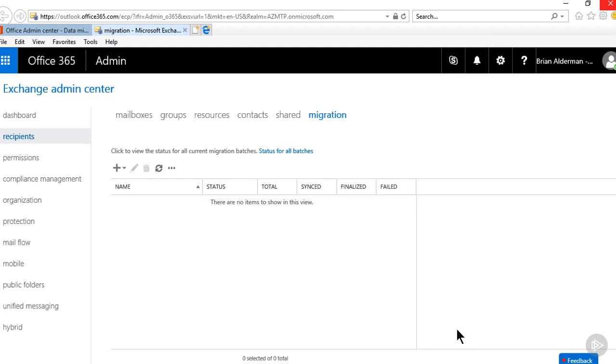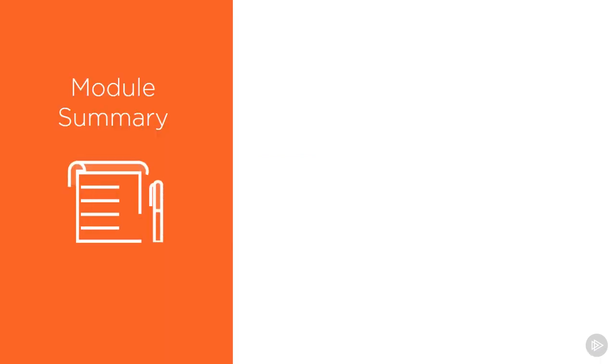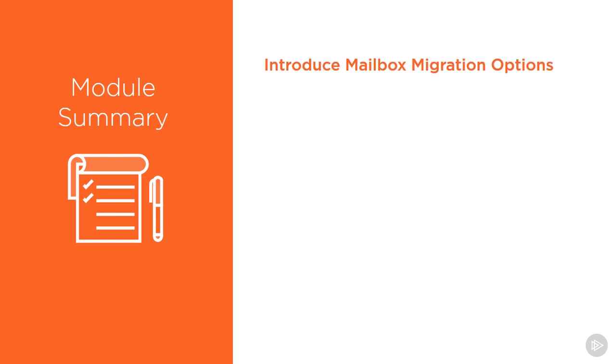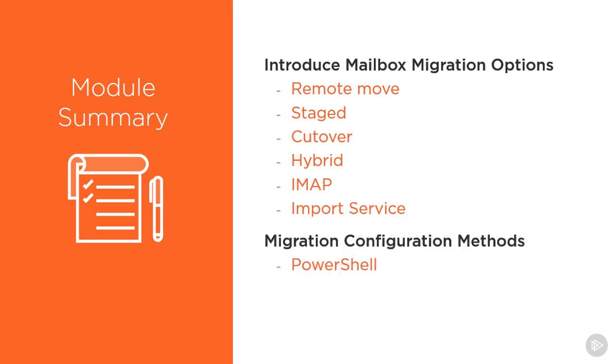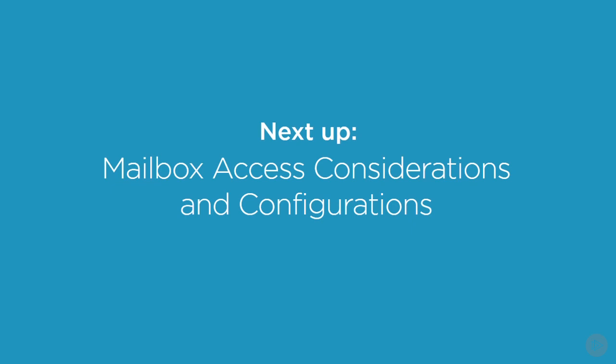And we have a couple different access points, one in the Exchange Admin Center and one in the Office 365 Admin Center. So this is where you'd come in and begin your process of migrating mailboxes to Exchange Online. So in this module, we got to take a look at several of the mailbox migration options, including remote move, staged, cutover, hybrid, IMAP, and the import service, along with the two ways to perform these mailbox migrations, including PowerShell and the web UI. Next up, we're going to talk about mailbox access considerations and configurations.